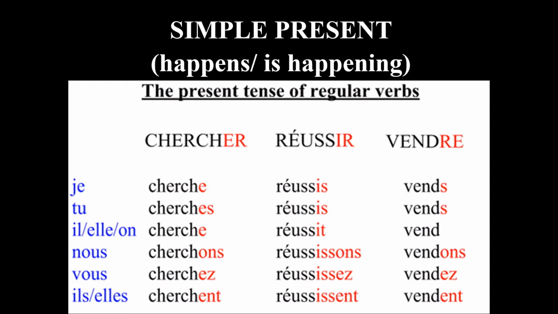The simple present tense is something that you have known since the 8th standard, so you should know it thoroughly by now. This is just a quick revision: we have 3 groups of verbs. For the ER group, you remove the ER and add the appropriate endings: e, es, e, ons, ez, ent. For the IR group, remove the IR and add the endings for the IR family. For the RE group, you remove the RE and add the endings which correspond to the RE family. Please learn the endings according to the families so you don't mix them up.